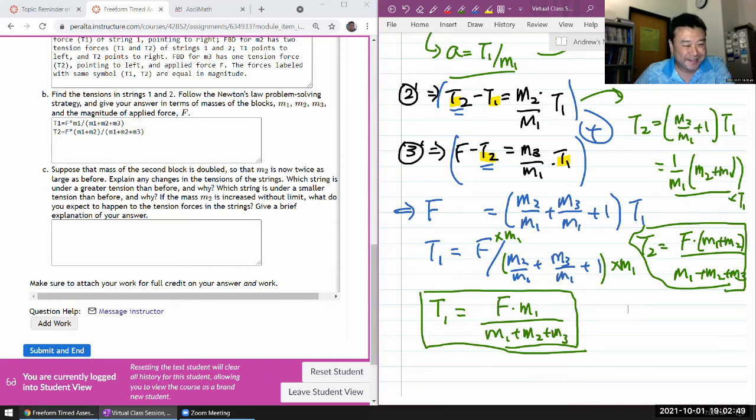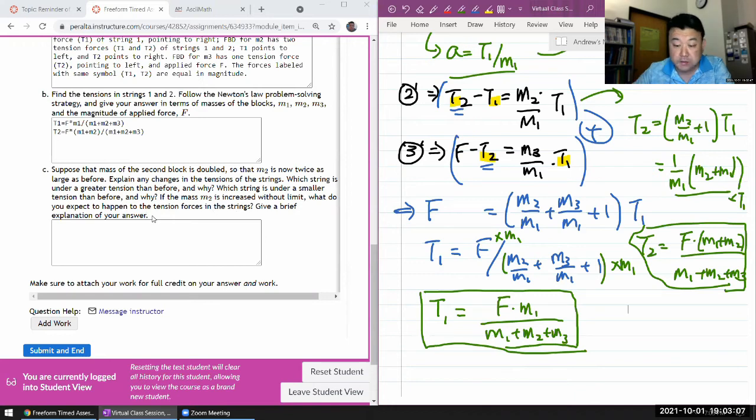Okay, suppose the mass of the second block is doubled, so that M2 is now twice as large. Does it change the tension? Is the string under a greater tension than before, and why? Is it under a smaller tension than before, and why?